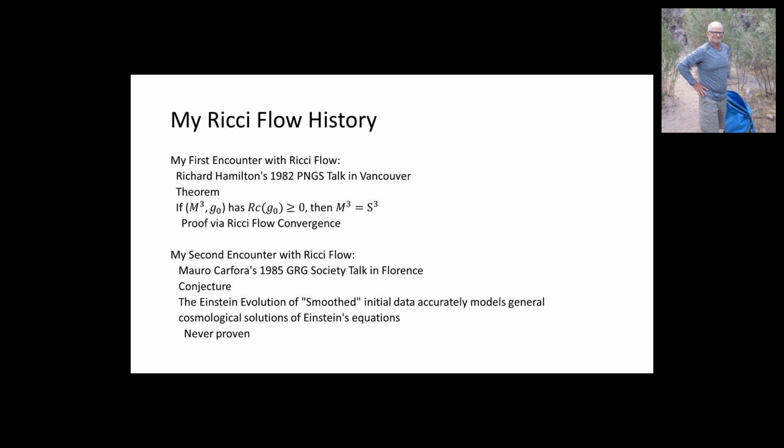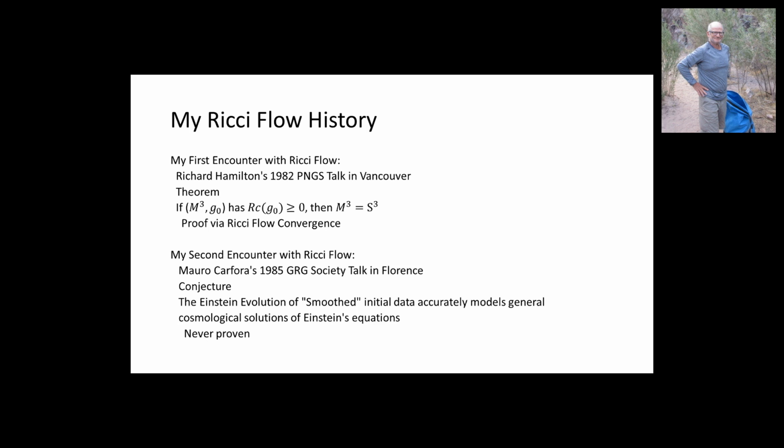So what he proved was this theorem that says that if you have a three-dimensional Riemannian manifold, and if the initial Ricci curvature is positive, then the manifold must in fact be the three-sphere, and this result was proven using Ricci Flow convergence. My second encounter with Ricci Flow happened 3 years later at a general relativity conference in Florence.